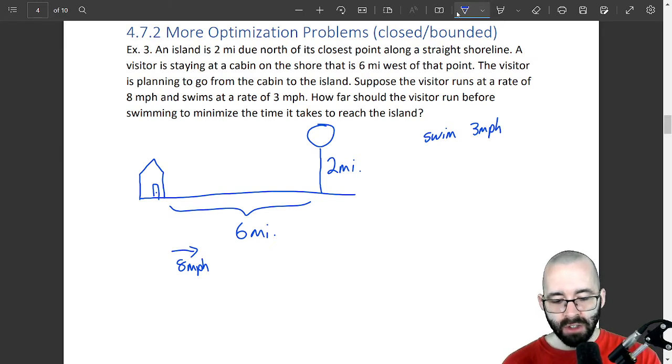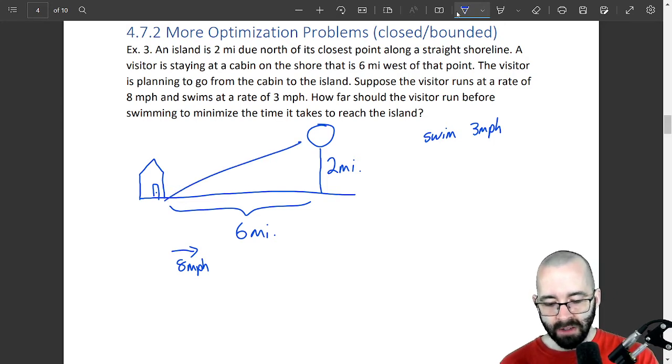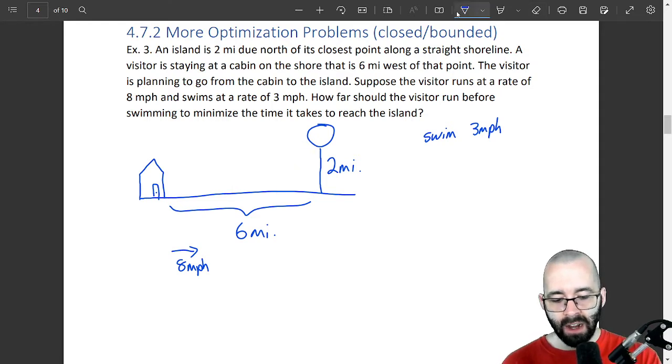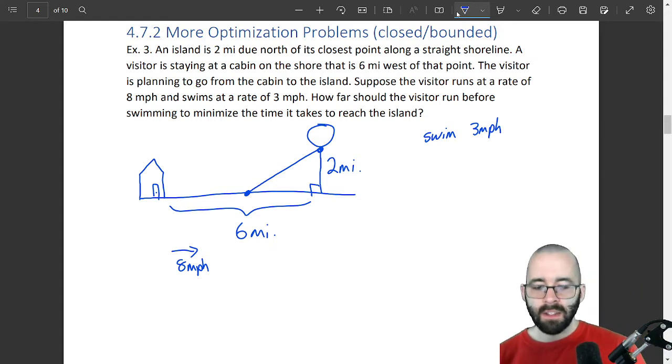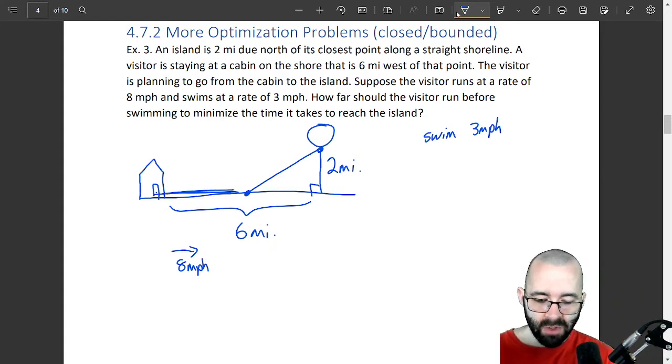How far should the visitor run before swimming? That's what it's asking. Do they start swimming here? Do they start swimming here? Who knows? We're going to figure that out. So in general, let's just draw a little triangle. It's going to be a right triangle. And say that this is what we're trying to find.